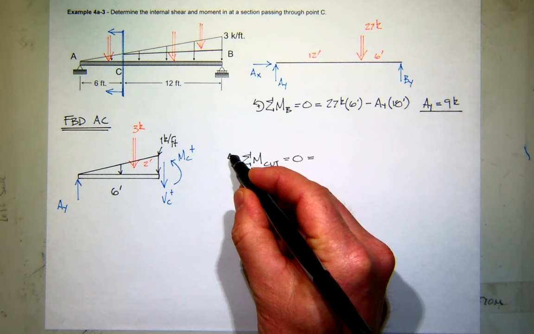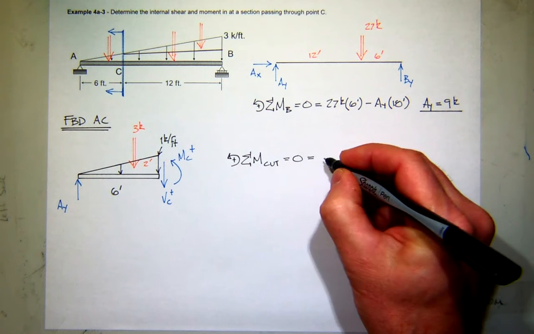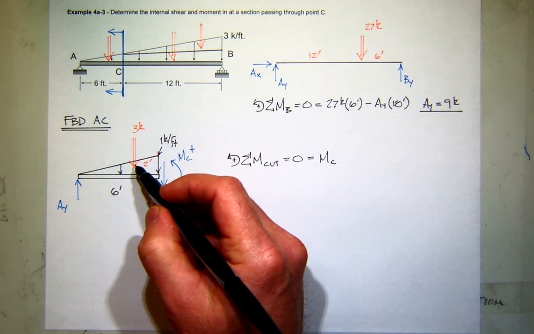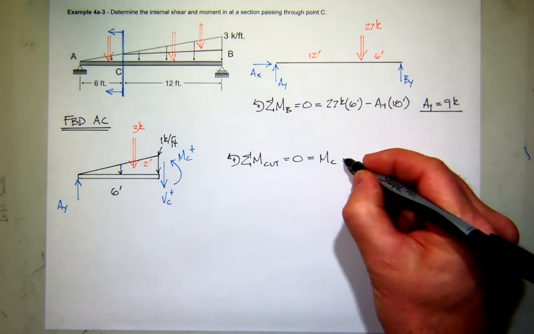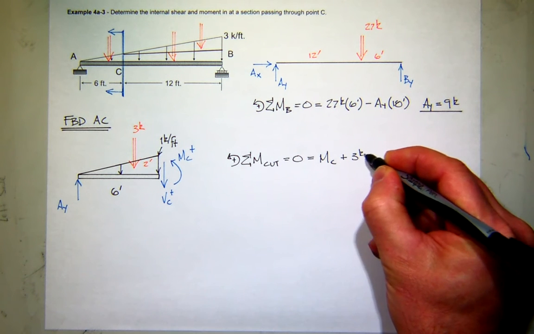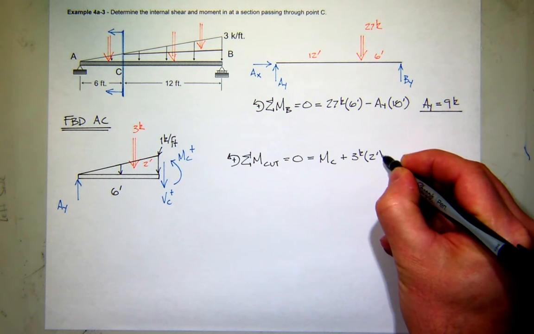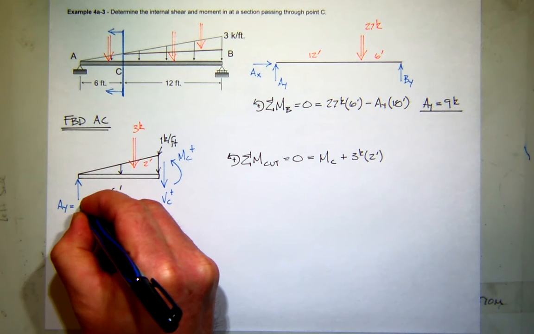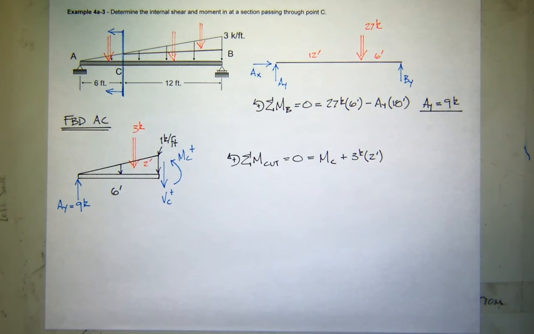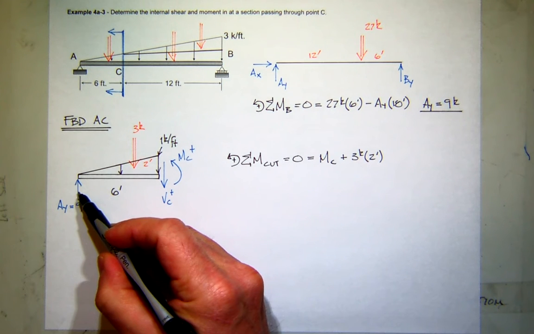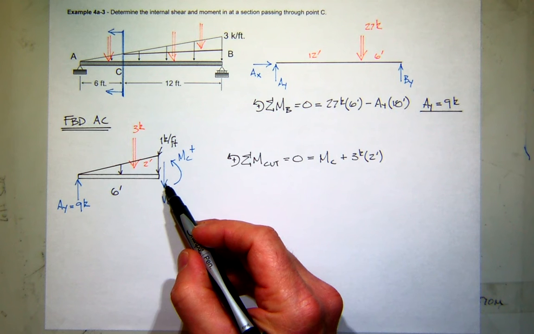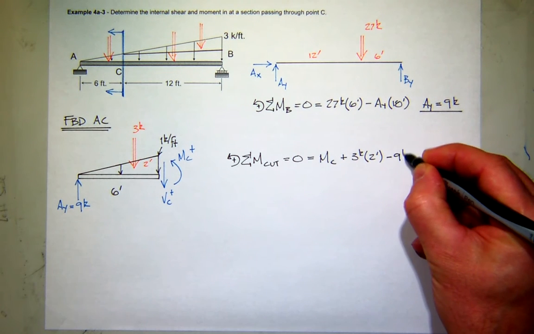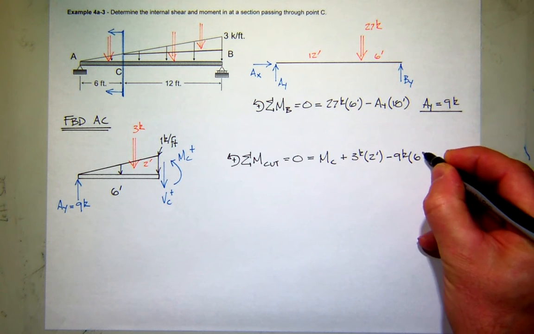So with right-hand rule now as my sign convention, this moment is positive, the moment at C. About the cut, the 3 kip force is positive or negative moment? Positive. So that has a force of 3 kips and a moment arm of 2 feet. And then my reaction at AY, which I forgot to write in, I know that's 9 kips. That reaction force creates what kind of moment about the cut C? It creates negative, so that would be 9 kips, and its moment arm is 6.